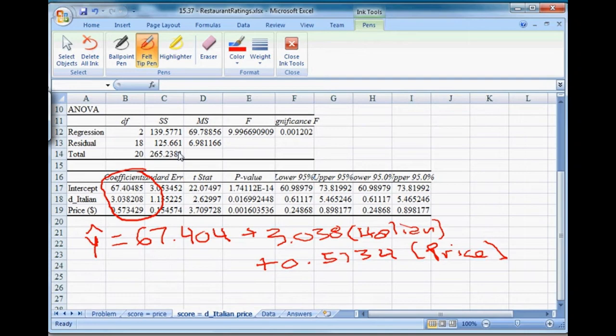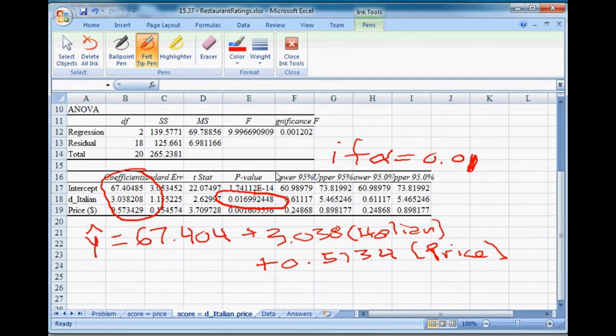Part D is asking us if there's a significant relationship between Italian and the type of restaurant, and the score. You can see that there is a p-value right here, 0.017. So if alpha equals 0.01, you would fail to reject if the p-value is higher than that. But for most alphas, 0.05 is common, we would reject. There seems to be a relationship.